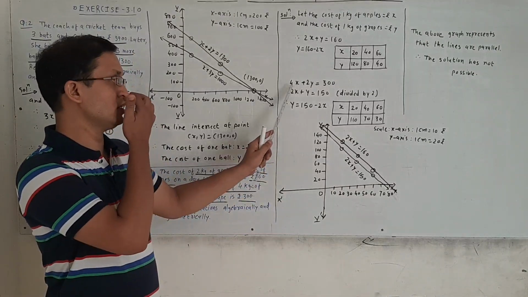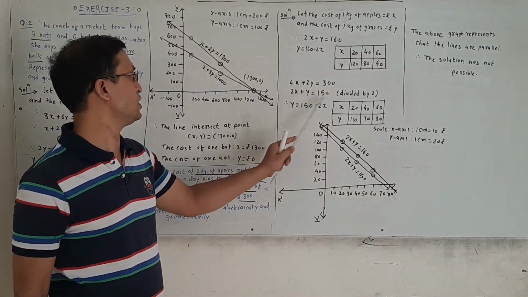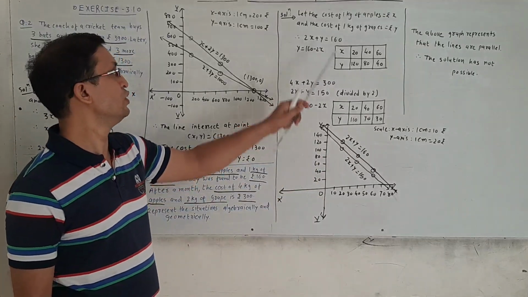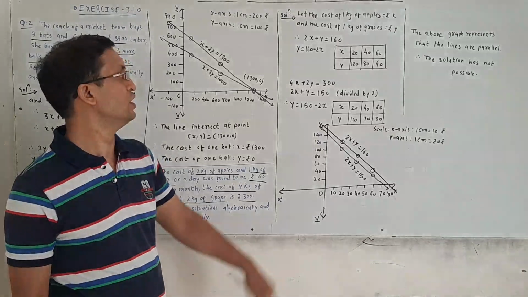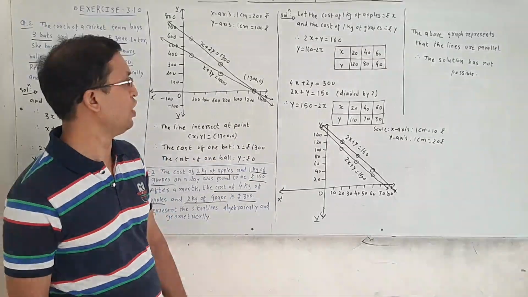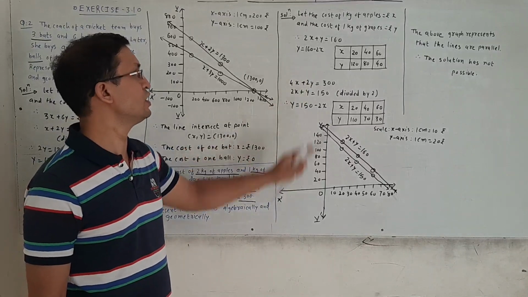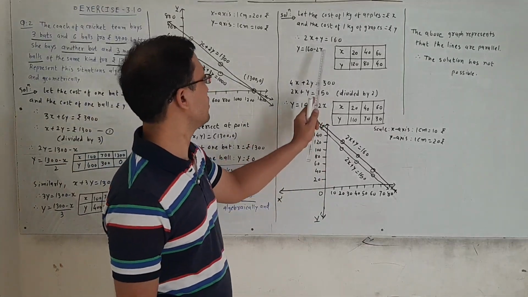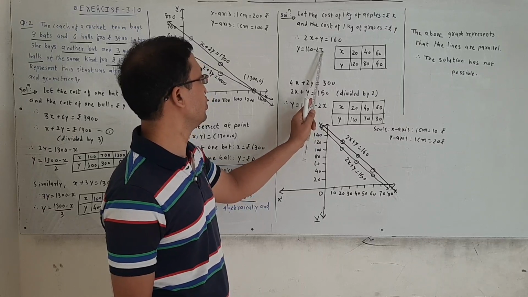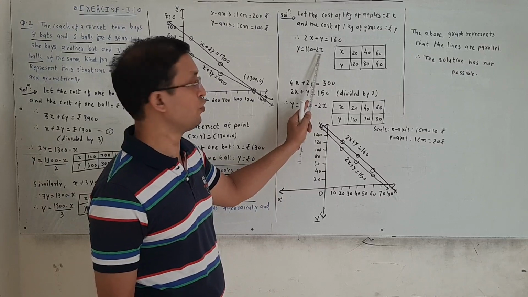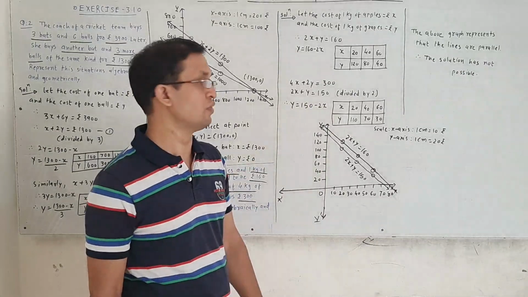This equation is divisible by 2, that is 2x plus y is equal to 150. And this one is 2x plus y is equal to 160. First you convert the equation in y form. y is equal to 160 minus 2x. Substitute values in this form. Suppose x is equal to 20, 2 into 20, that is equal to 40. 160 minus 40, that is 120.